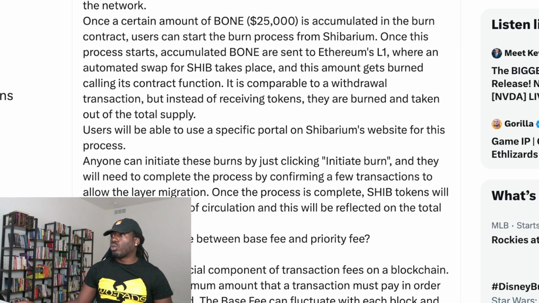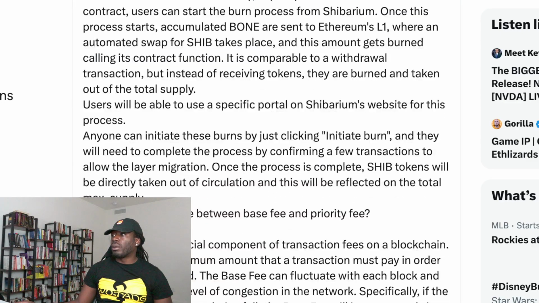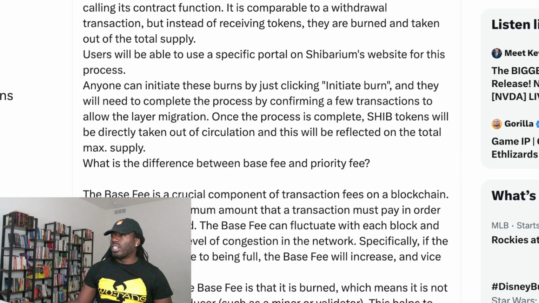It is comparable to a withdrawal transaction, but instead of receiving tokens, they are burned and taken out of the total supply. Users will be able to use a specific portal on Shibarium's website for this process. Anyone can initiate these burns by just clicking initiate burn, and they will need to complete the process by confirming a few transactions to allow the layer migration.